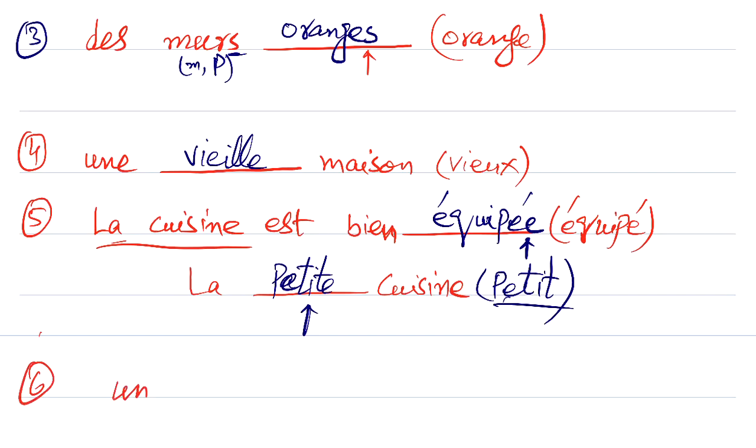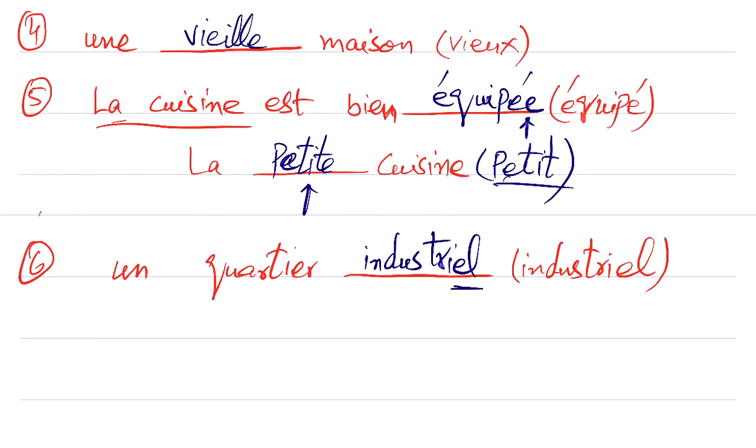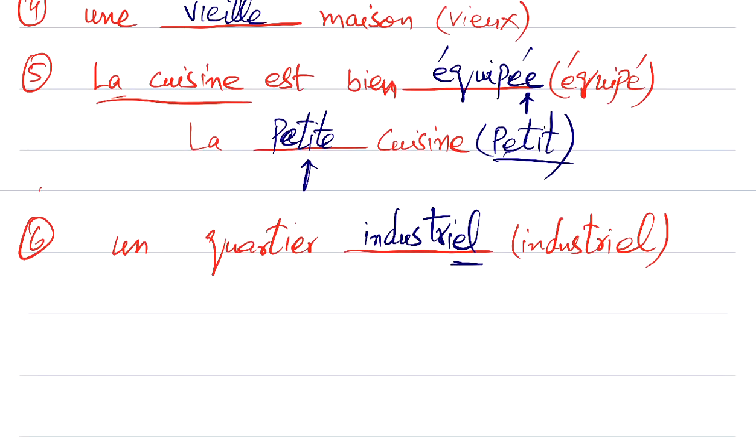So there is another example. Un quartier. Un quartier. We have a blank here, and the adjective that we are going to add here is industriel. Industriel, and you keep it as industriel because it's a masculine noun, so we are not going to change it. It will remain the same. Un quartier industriel. So you need to be very careful whether the adjective we are using needs to be changed or not.